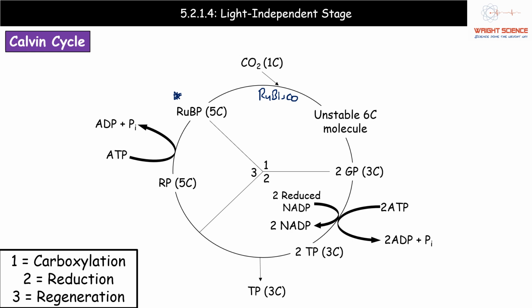From that, the TP will mainly be going back to reform the RuBP, and some will go on to make our final TP product. So what we can actually see is we basically have 3 stages we can break this down into. Stage 1, which is from our RuBP to the GP, that is our carboxylation. So we've added the carbon dioxide to form this organic molecule. Stage 2 is the reduction. Then stage 3, the regeneration of the RuBP.